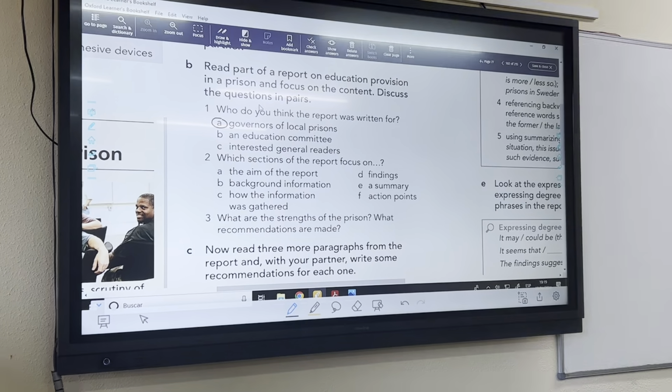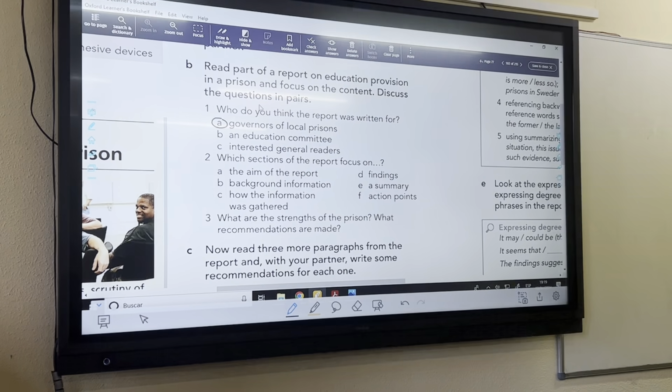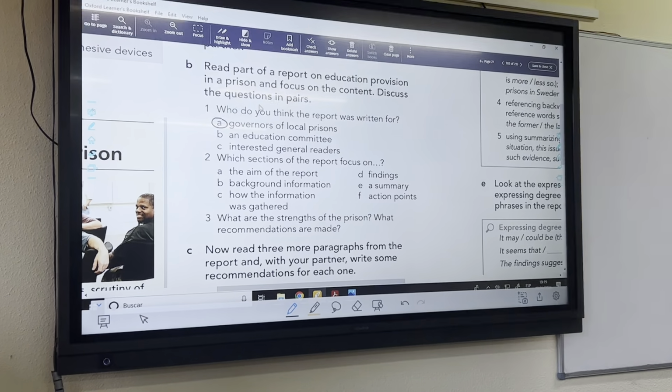Sorry? A report is for your boss, somebody that requests you to do it, yeah. So in this case, the governors of the prison requested somebody to write a report so they can improve the prison.